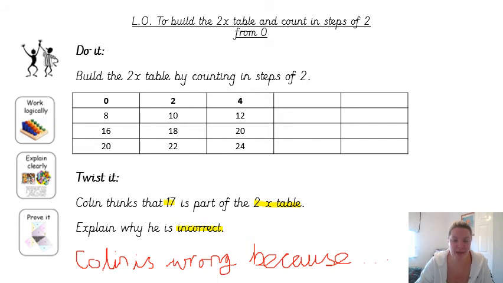So why is he wrong? Is 17 part of the 2 times table? Well, we said we knew it wasn't. So why is it not? Now, if I give you a clue, here's the 10s and here's the 1s. So we need to look at the 1s. Is 7 an even number, like all the other numbers in the 2 times table? I'm going to leave it there because I don't want to give you the whole answer. But remember, you need to twist it, and you need to write Colin is wrong because, and then you need to write the rest of the sentence.